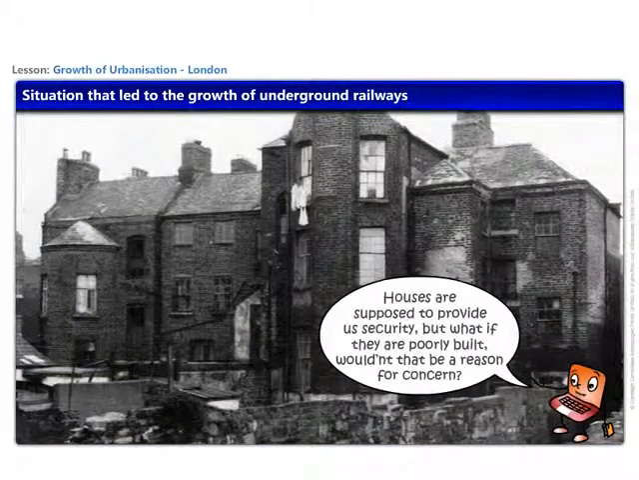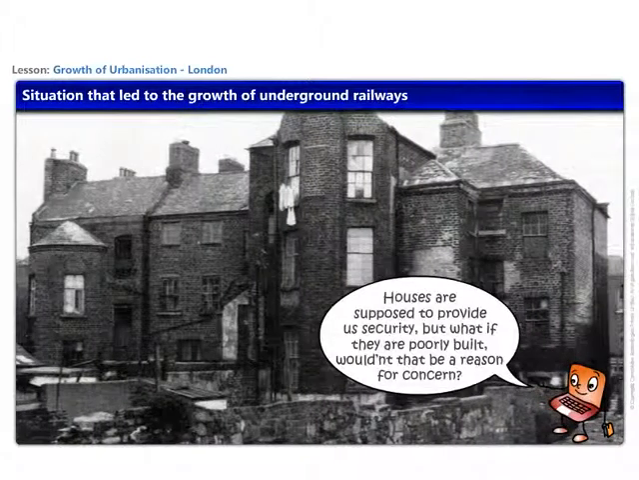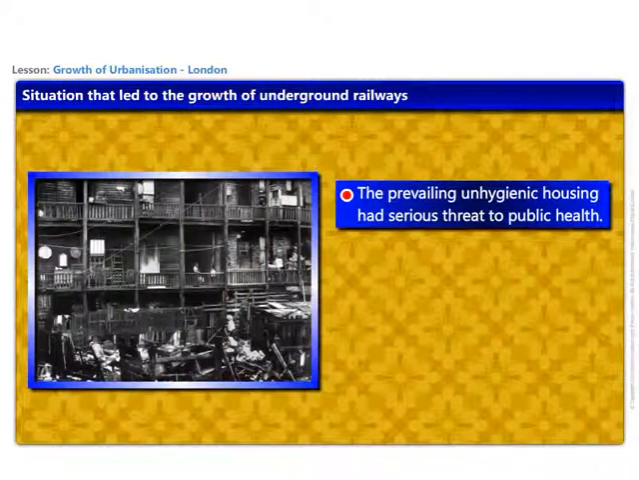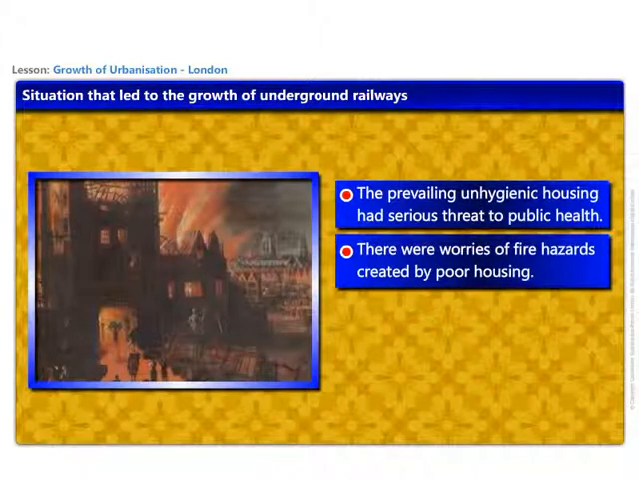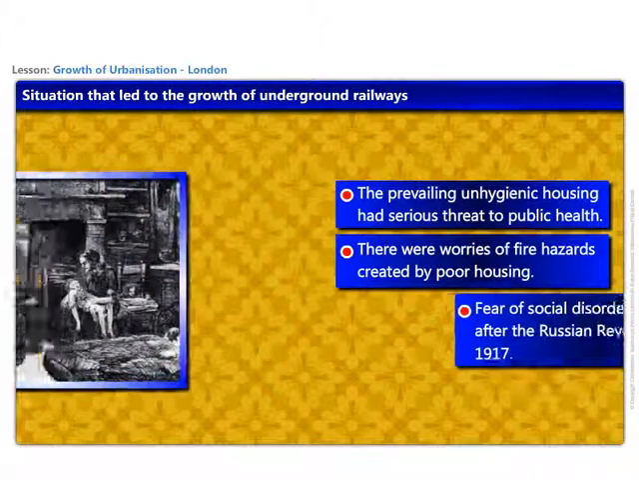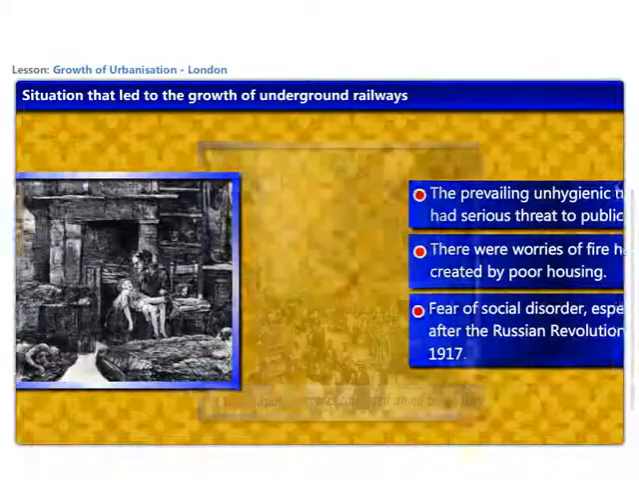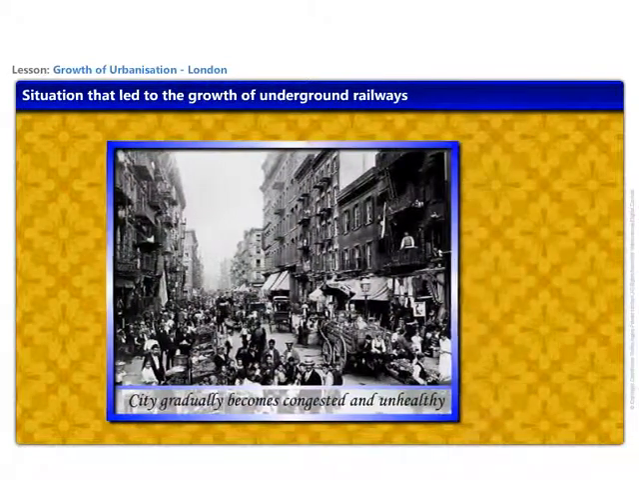Houses are supposed to provide us security, but what if they are poorly built? Wouldn't that be a reason for concern? The prevailing unhygienic housing was a serious threat to public health. There were worries of fire hazards created by poor housing, and fear of social disorder, especially after the Russian Revolution in 1917. Thus, the city gradually became congested and unhealthy.